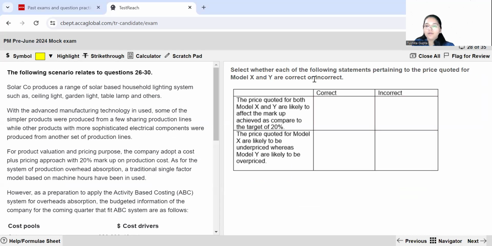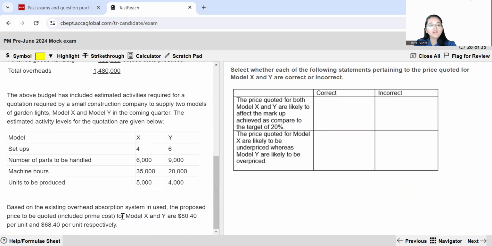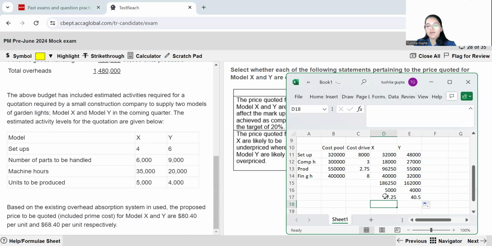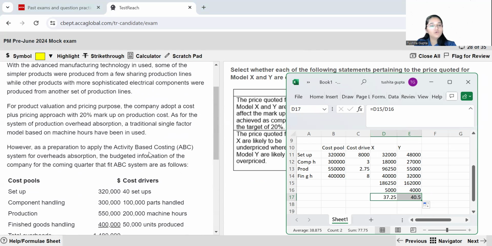Select whether each of the following statements pertaining to the price quoted for model X and Y are correct or incorrect. The first statement tells you the price quoted for both model X and Y are likely to affect the markup achieved as compared to the target of 20%. If you see the cost which has been quoted over here, it is 80 and 68. And what we have found out is that the apportioned cost is this proportion over here. So if you see, are we given the total cost?